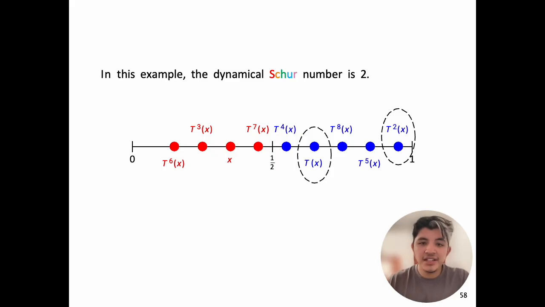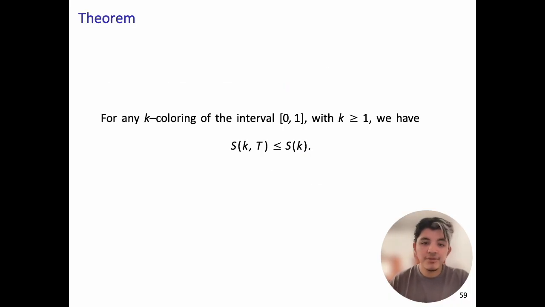But even though these are possible solutions to the equation, since we are looking for the smallest integer such that the definition of the dynamical Schur number is satisfied, the dynamical Schur number of this example is 2. Okay, with this definition, we enunciate the first result, and it says that for any k coloring of the interval [0, 1], with k greater than or equal to 1, we have that the dynamical Schur number is less than or equal to the Schur number of the combinatorics.